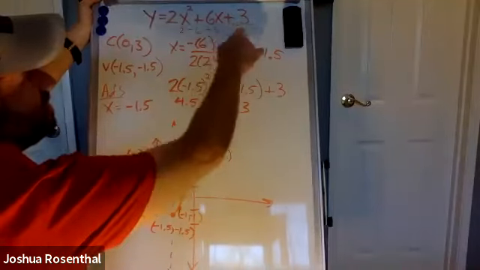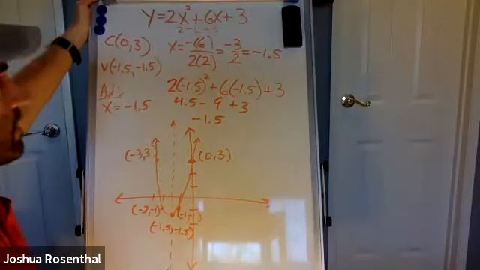Does anybody need to see another one of these or have any questions? How did you find a y-intercept? It's the number on the end here, the constant. It's the 3. Mr. Ostos, what did you get for the vertex?